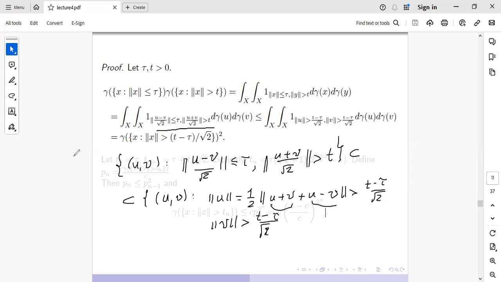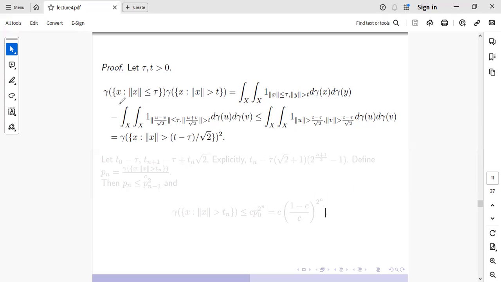So we get an estimate that the measure of the ball of radius tau times the measure of the complement of the ball of radius t is less than the measure of the complement of the ball of radius (t minus tau) divided by root of 2, squared. And this allows us to get good estimates on these measures of balls.